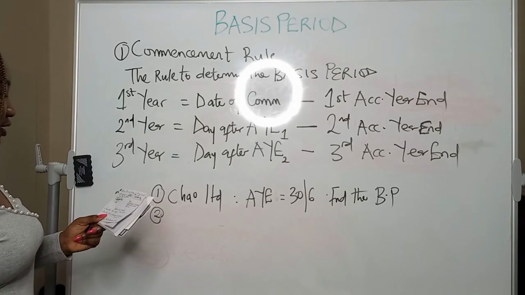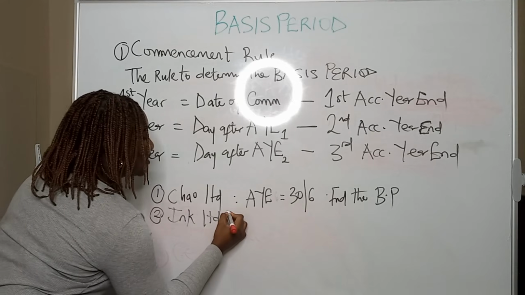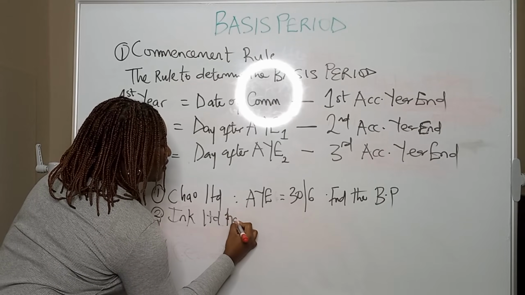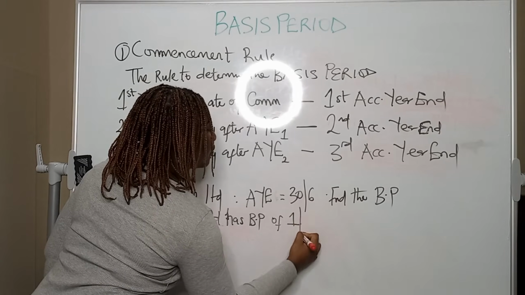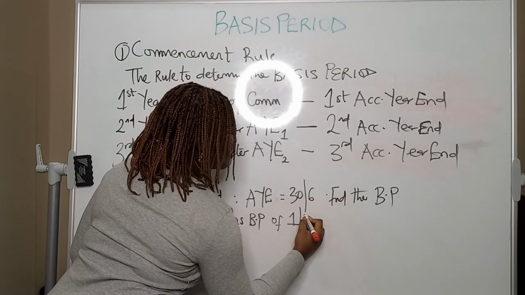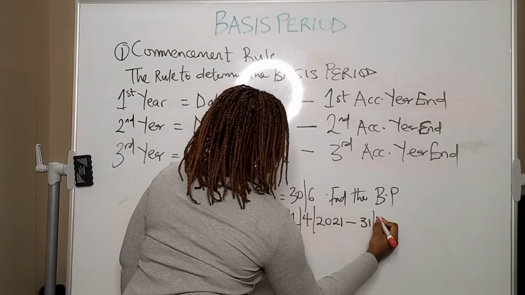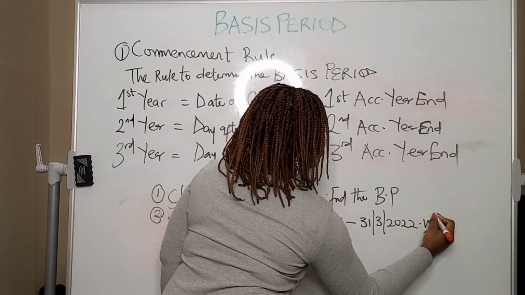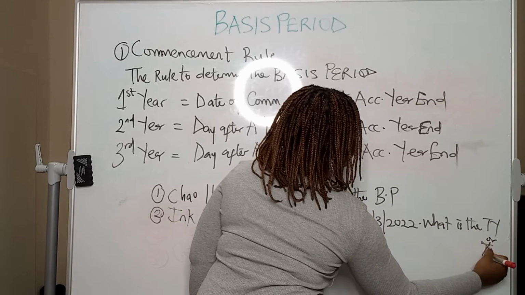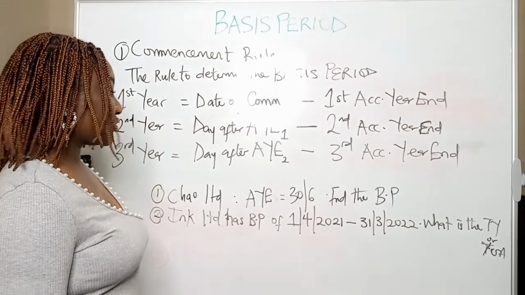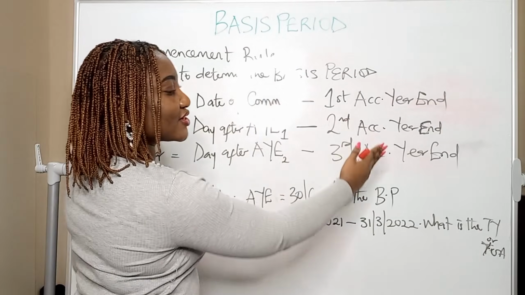Then another question I wrote here. Inc. Limited has a basis period of 1st of April 2021 to 31st of March 2022. What is the tax year or year of assessment? So look at these two questions. This is tax year on this side. This is basis period on the other side.